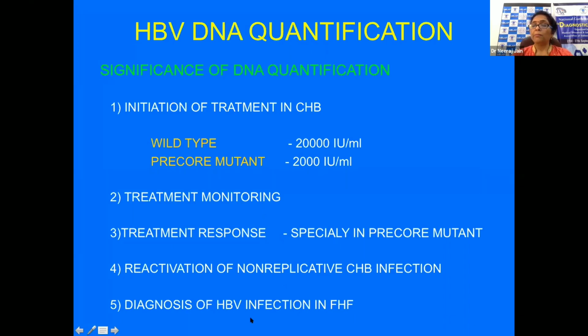Sometimes a patient comes in fulminant failure and none of the markers is positive, because the antigen or antibodies have not come up. The only marker which is going to be positive is HBV DNA. So to label a person as having fulminant failure because of HBV, only DNA sometimes helps us to diagnose this.